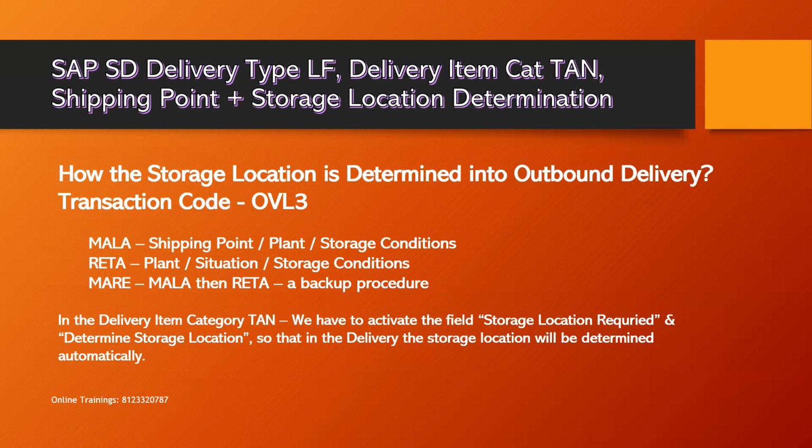In this, in the first instance, the system checks in the MALA rule whether the combination is available or not, like the combination of shipping point, plant, and the storage conditions. Storage conditions means it is one more place where we need to maintain the storage conditions in the material master data, plant storage location data, one view where the storage conditions will be there.